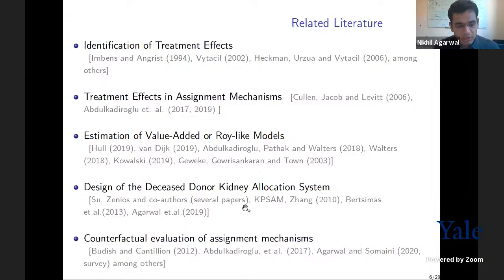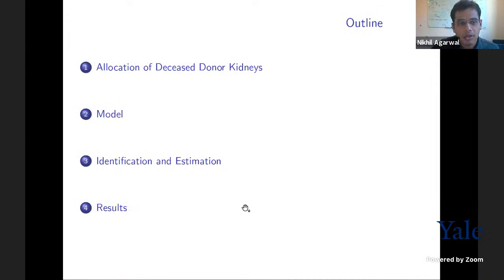And there's a small literature on the counterfactual evaluation of assignment mechanisms as well, in particular school choice, in static school choice systems, that also takes a utilitarian approach. So our differentiating point is to think about the outcomes very carefully when thinking about alternative assignment rules. In the rest of the talk, I'm going to go through the allocation of deceased donors' kidneys a little bit more, talk about the model, how the model is identified and estimated, and then get into the results. If you have any questions at this point, I'm happy to take them.